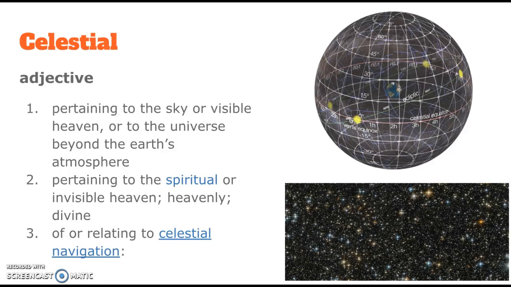Alright, word number 3, celestial. This is an adjective, and it also describes things. So, if you look up at the night sky, this bottom picture, that is a picture of a celestial sky. And celestial means pertaining to the sky or visible heaven, or to the universe beyond the earth's atmosphere. It can also pertain to the spiritual or invisible heaven, heavenly or divine, of or relating to celestial navigation. So back in the olden days, captains of ships would navigate their ships using the stars.